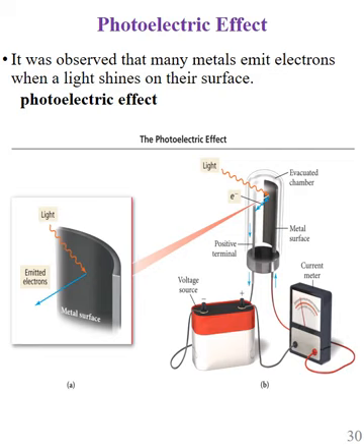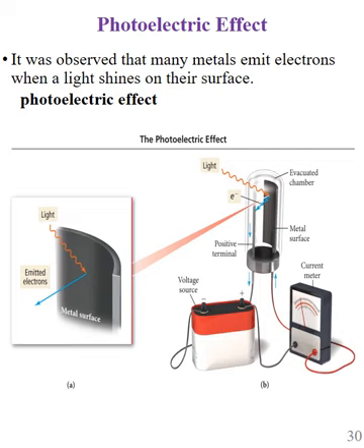We are now going to move on to a new topic known as the photoelectric effect. It was observed that many metals emit electrons when a light shines on their surface, and this is known as the photoelectric effect. Okay, let's see what the setup of this looks like.